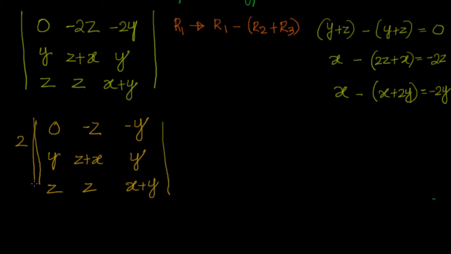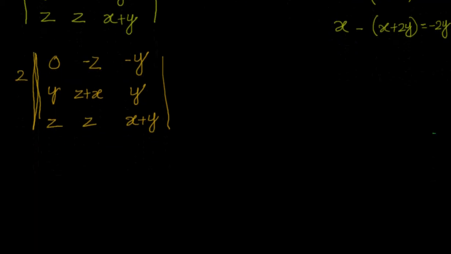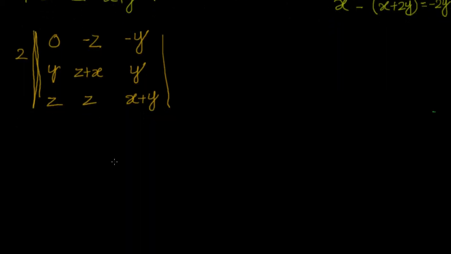This is what I have. Now I want to get some more zeros because I got only one zero. Let us see, if we get more zeros it becomes easy. Now you can see that if I add R3 to R1, this becomes Z as it is. This becomes 0. Then I will have X here.